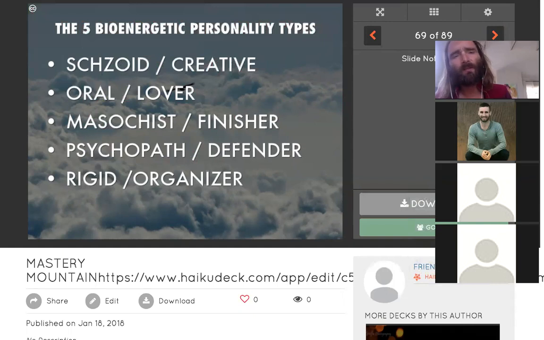Now, one of the things that's very important to share, and one of the first questions most people ask: can you be more than one type? I was thinking about this while putting the class together, and I don't know anybody that's not more than one type. We usually have a stronger primary. Sometimes there's a couple. For me, my schizoid and masochist can be very strong, followed by maybe psychopath and some oral and rigid. For others, your oral lover might be up pretty high. But yes, you are a multiplicity of these.